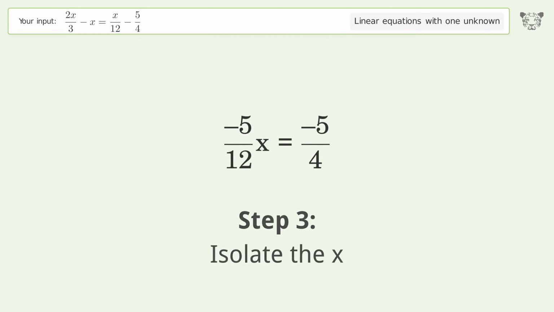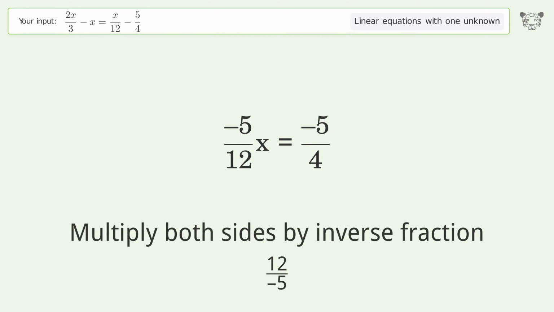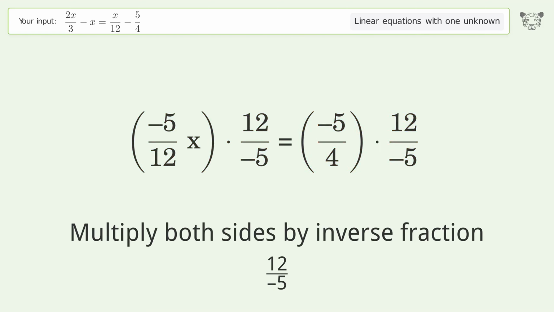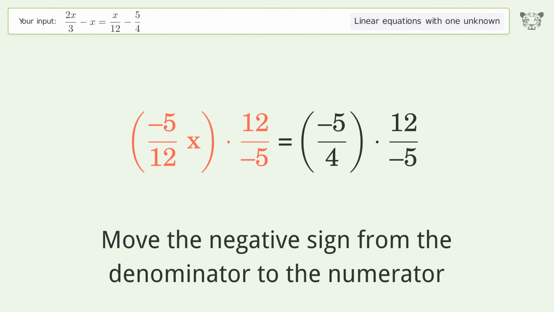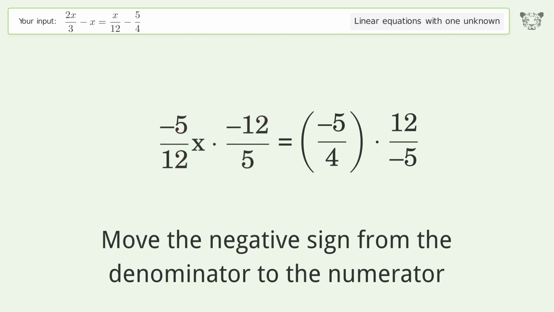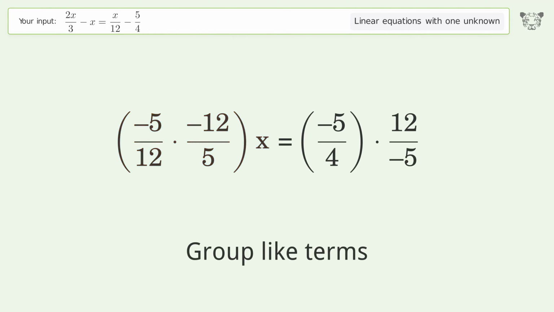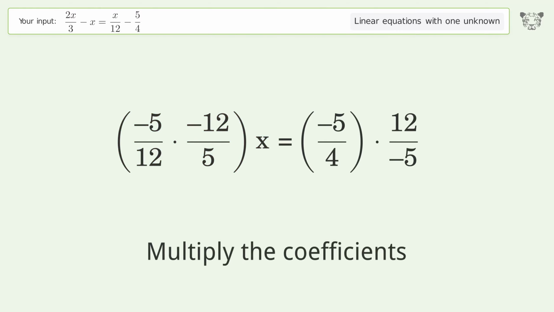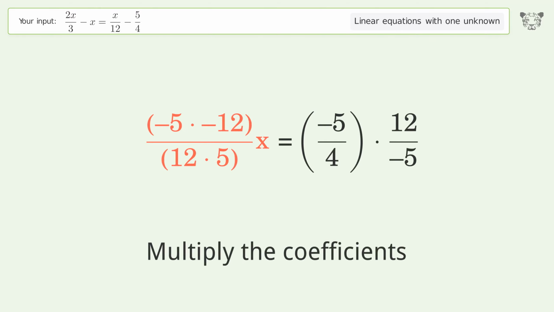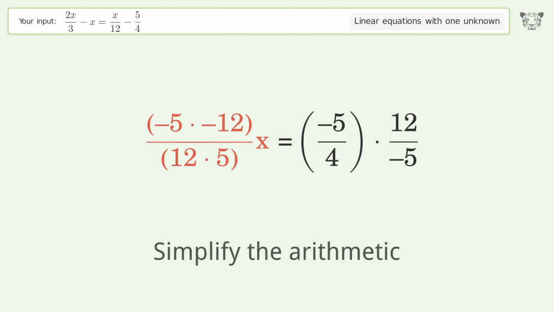Isolate the x. Multiply both sides by inverse fraction 12 over -5. Move the negative sign from the denominator to the numerator. Group like terms. Multiply the coefficients. Simplify the arithmetic.